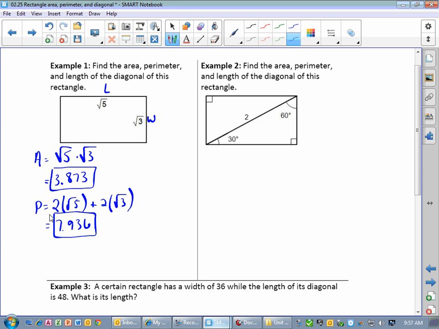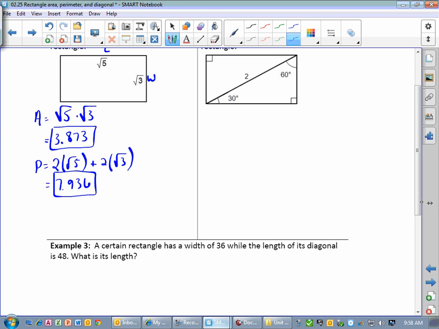And then finally, we want the diagonal. So the diagonal is this line right there, and so we have to use the Pythagorean theorem for that. Or we can just use the formula we wrote down on the front, which is the Pythagorean theorem. So the square root of length squared plus width squared. So that would be the square root of 5 squared plus 3 squared.